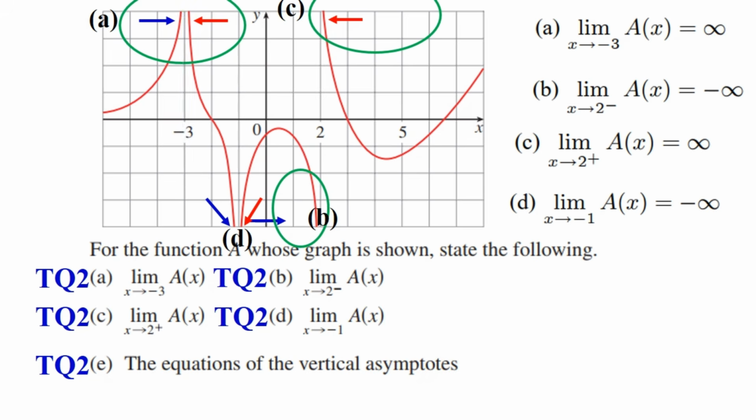So you will notice that when x is equal to -3, there's a vertical asymptote. Also, when x is -1, there's another vertical asymptote. And lastly, when x is equal to 2, there's another vertical asymptote.